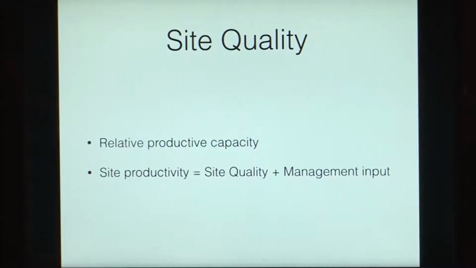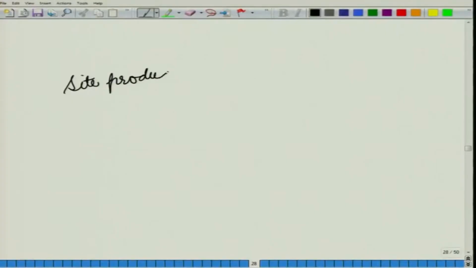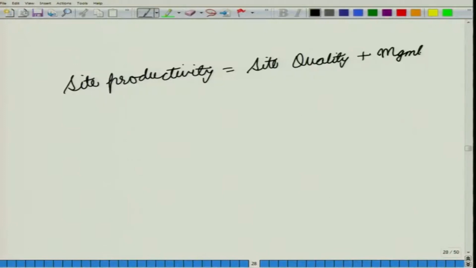Now, site productivity. We are talking about the relative productive capacity. The site productivity depends on two things: site quality and the management input. For instance, if you have two sites of the same site quality, and if the management inputs are different, they will be giving you different site productivities. So, when we talk about this equation, site productivity is equal to site quality plus management. So, if you want to figure out the site quality of two sites, you can use site productivity if you keep the management operations constant. With a constant management, your site quality will determine the site productivity.